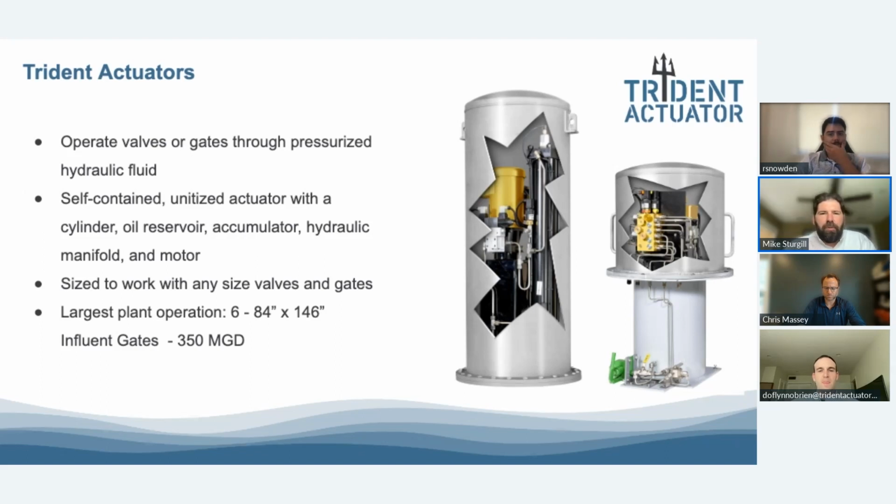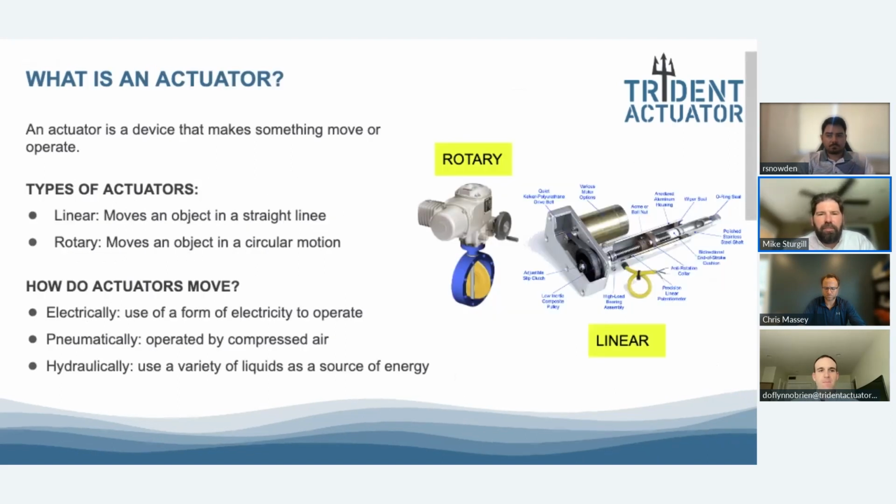So, getting real elementary for everyone here, what is an actuator? It's a device that makes something move or operate. There are 2 types: linear, which makes an object move in a straight line, and rotary, in a circular motion. Trident Actuator builds both rotary and linear actuators. And then obviously actuators have sources of power to move them: there's electricity, there's pneumatic with compressed air, and then hydraulically with a variety of liquids as the source of energy.